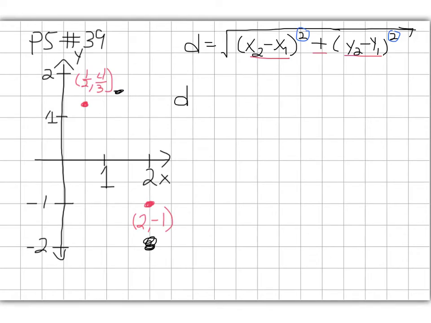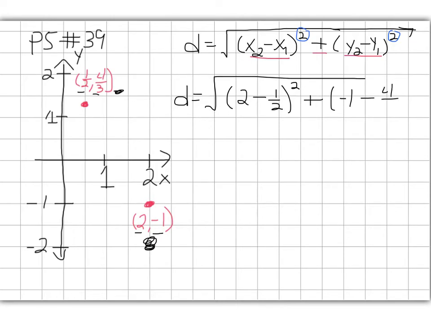So my distance is going to be the square root of my x2, which is 2, minus my x1, which is a half, squared, plus my y2, which is -1, minus my y1, which is 4/3, squared. Alright, now for each one of these things we have to get a common denominator, so let's do that.